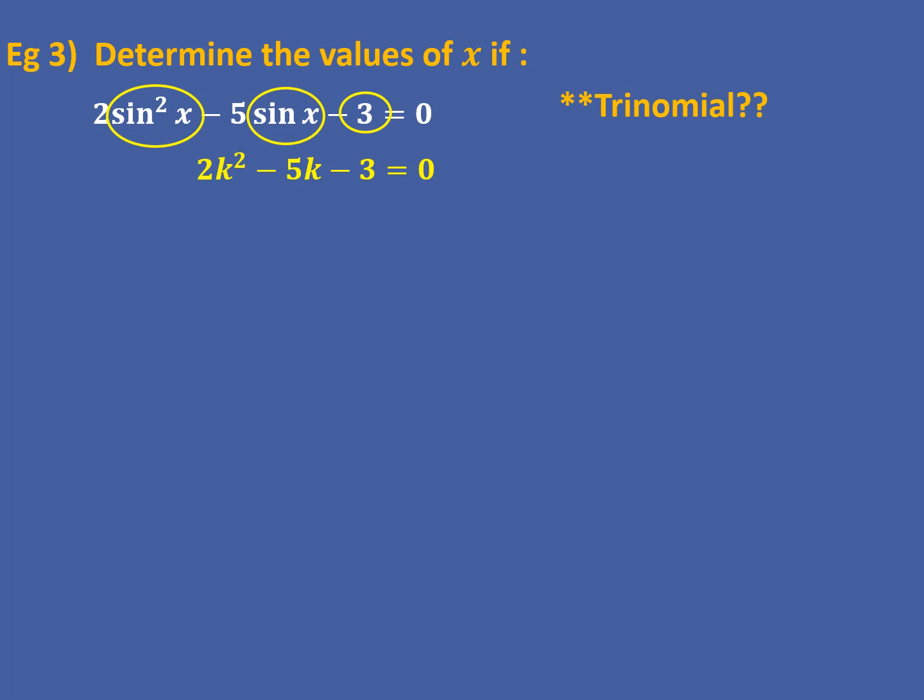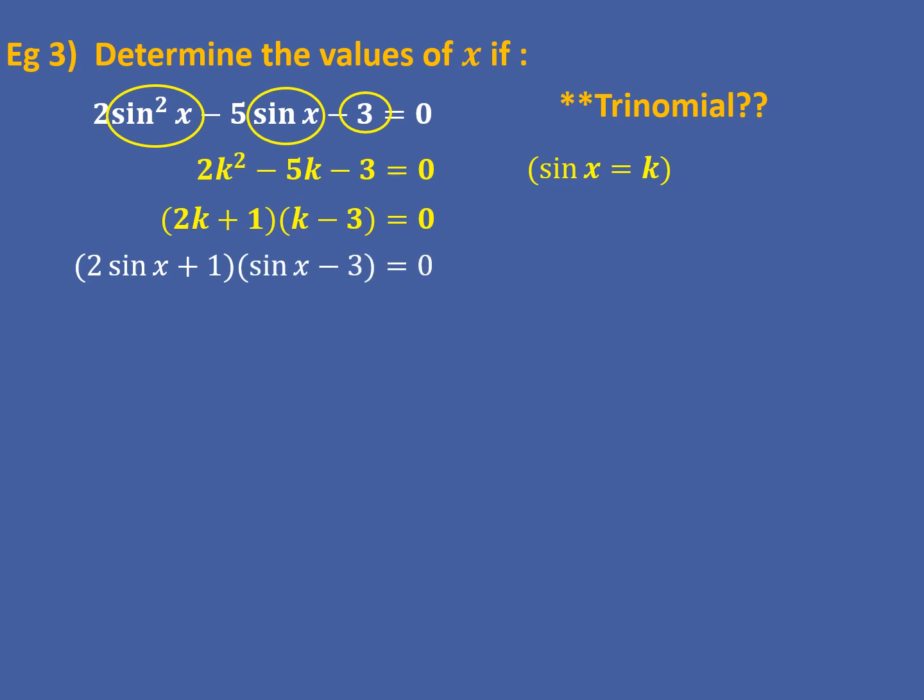If we factorize, we get 2k plus 1 and k minus 3. And we can now put our sine x back in now that we've factorized it. So I end up with 2 sine x plus 1 and sine x minus 3 is equal to 0. And just a reminder, you don't need to use the k method, but do it if it makes it easier for you. Alright, going on to our 2 separate sets of solutions. The first one is that 2 sine x plus 1 is equal to 0. And the other one will be when sine x minus 3 is equal to 0.